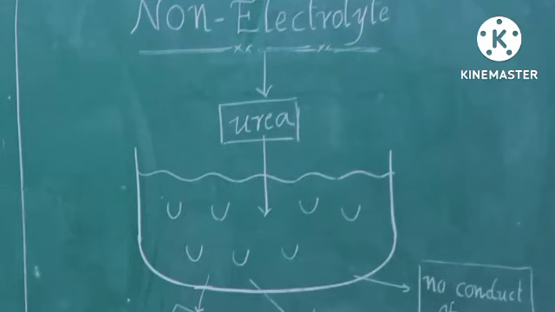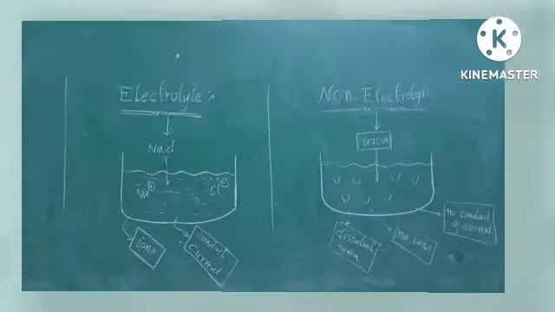I want to define a non-electrolyte. What is a non-electrolyte? A non-electrolyte is one which is also dissolved in water but does not produce ions. For example, when you add urea to water, it dissolves but it will not produce ions. It will produce urea molecules only. These molecules do not carry any charge. So this is dissolved urea. It does not produce ions, so we call this a non-electrolyte.